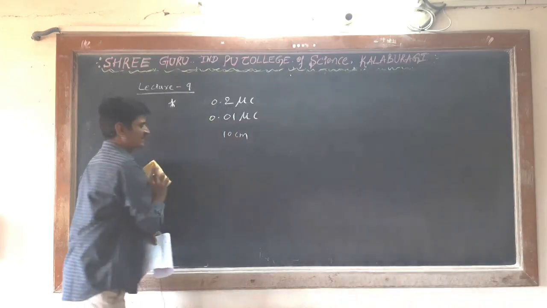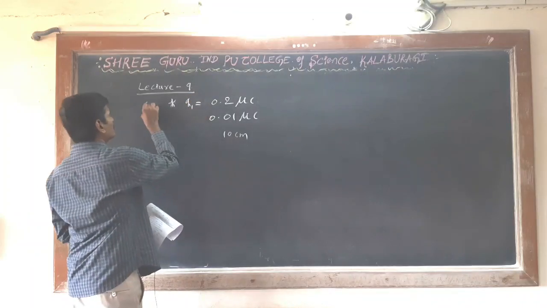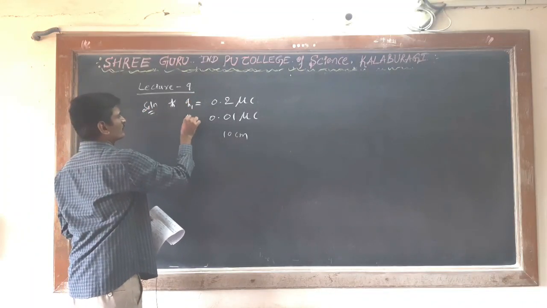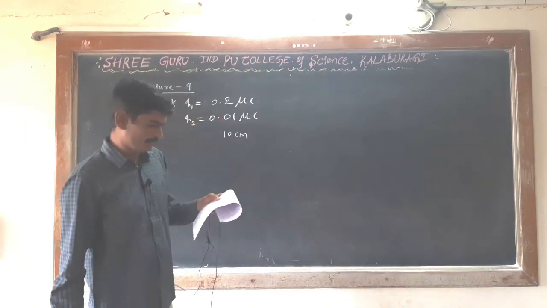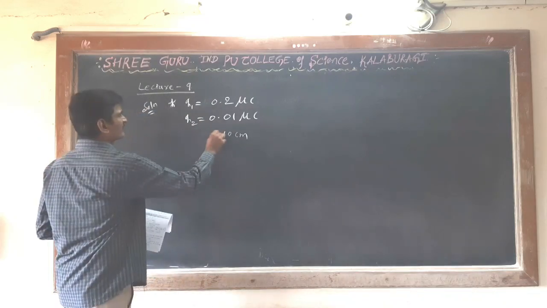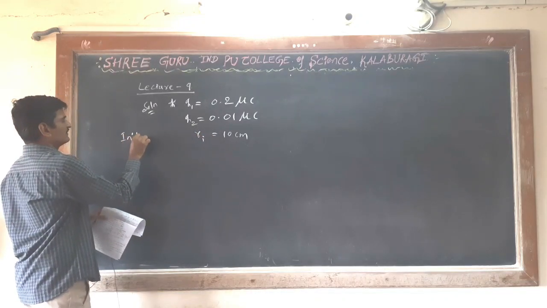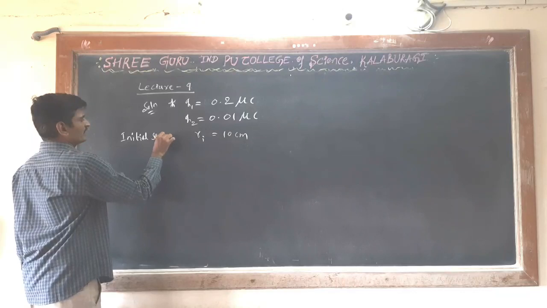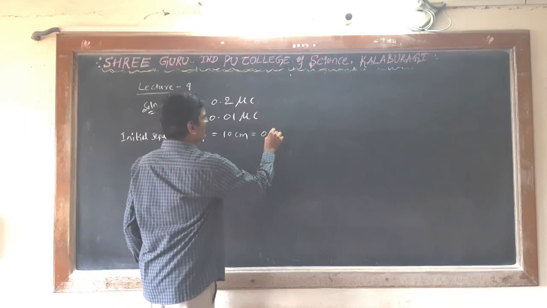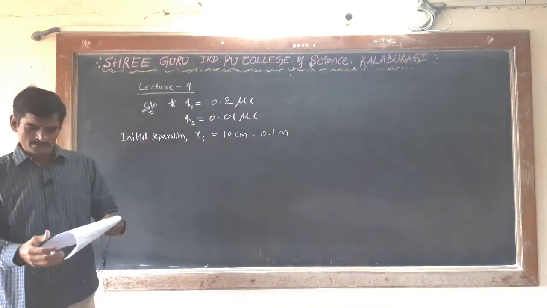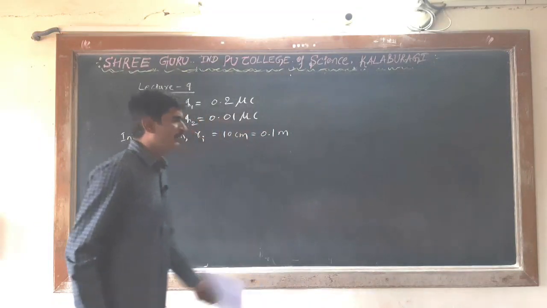Okay. First understand the problem. So two charges are there. I will say this as Q1 and this as Q2. Q1 is equal to 0.2 microcoulomb, Q2 is equal to 0.01 microcoulomb, placed 10 centimeter apart. This is the initial separation, Ri. Initially they are 10 centimeter apart, it is 0.1 meter.